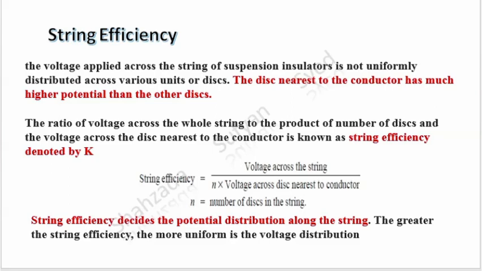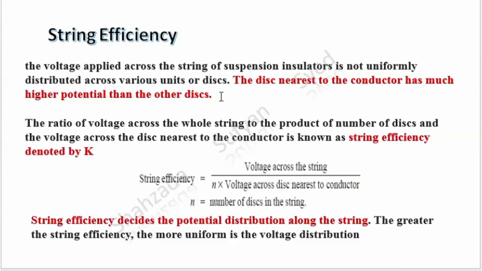The string efficiency. The string efficiency is basically the ratio of voltage across the string and voltage across the disc nearest to the conductor. If we define string efficiency, then we have: the voltage applied across the string of suspension insulators is not uniformly distributed over various units or discs. The disc nearest to the conductor has higher potential than the other discs.